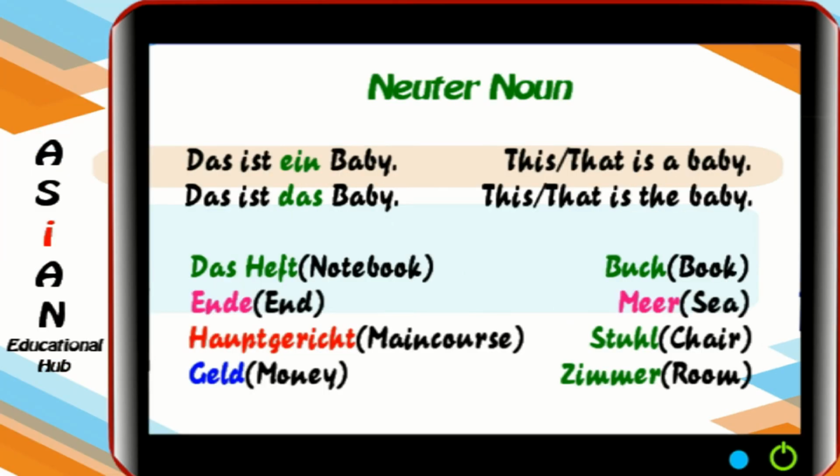Let us talk about neuter nouns. Das ist ein Baby. This or that is a baby. Das ist das Baby. This or that is the baby. Some words are here to help: das Heft, notebook, Buch, book, and Meer, sea. Hauptgericht, main course. Stuhl, chair. Geld, money. And Zimmer, room.